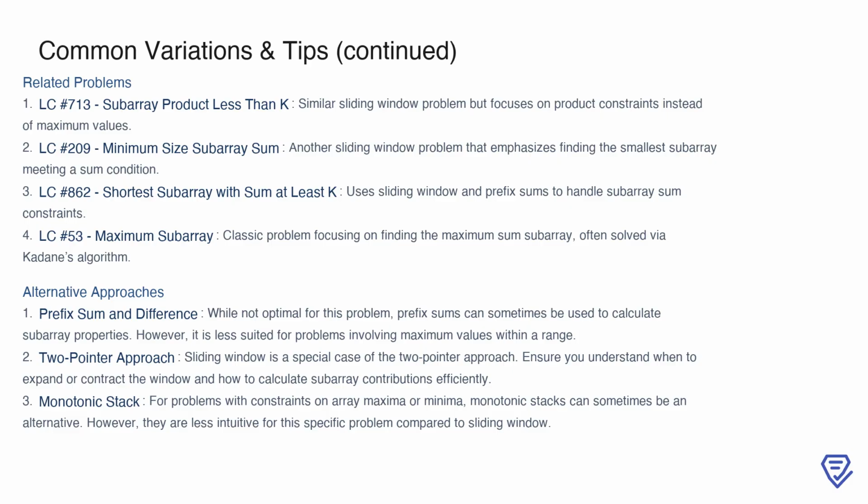In terms of alternative approaches, prefix sums and differences can sometimes help calculate subarray properties, though they are less suited for this particular problem due to its focus on maximum values. The two-pointer approach, which sliding window builds upon, is another powerful tool when used effectively, requiring careful expansion and contraction of the window. Lastly, monotonic stacks are useful in problems that involve array maxima or minima, though for this problem, sliding window techniques are generally more intuitive and efficient.